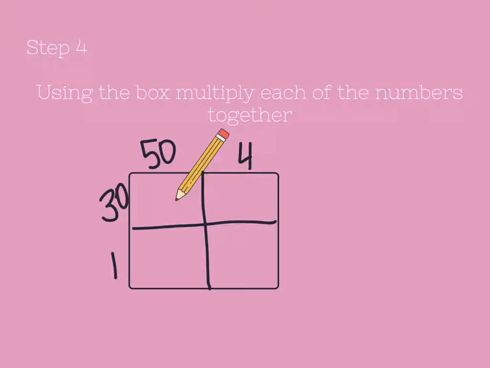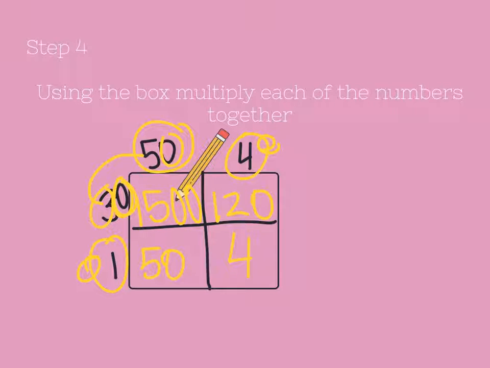Next, we will use the box to multiply each of the numbers together. We will just focus on the beginning of the numbers and not the zeros, and we'll add the zeros later. We will start with 5 times 3, which is 15, and then we have 2 zeros left over, and we'll add them, so we get 1,500. Then we will take 50 times 1, which equals 50. Then we will take 4 times 3, which is 12, and then add our 0 at the end. Then we will take 4 times 1, which equals 4.